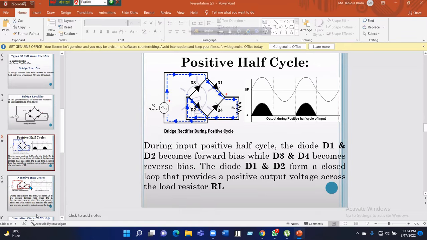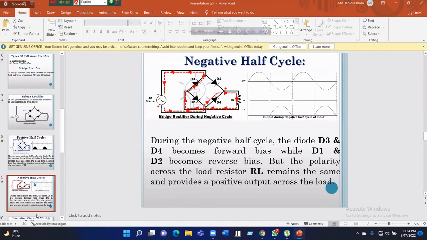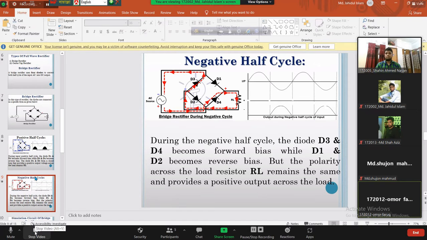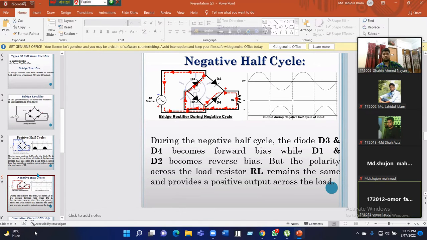During the negative half cycle, current flows through D3 and D4 as these two get forward bias and the other 2 diodes, D1 and D2, get reverse. So we get this half cycle at the output.